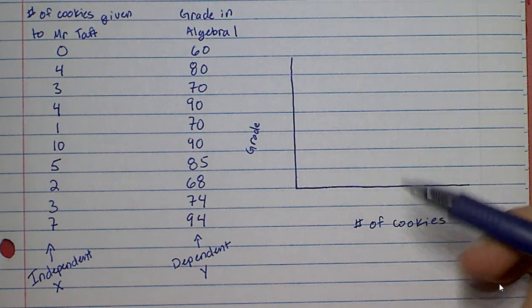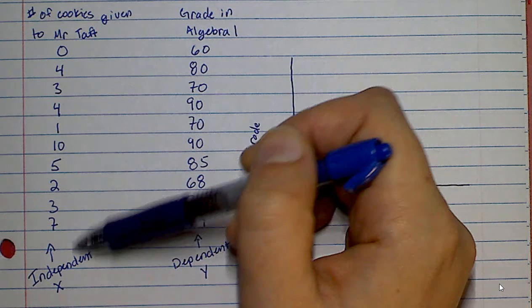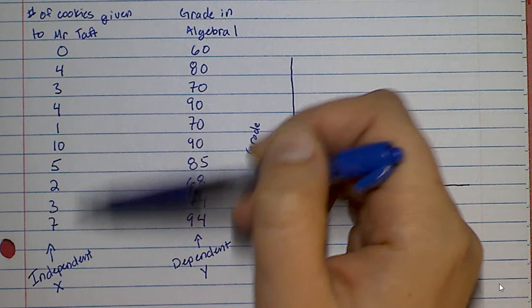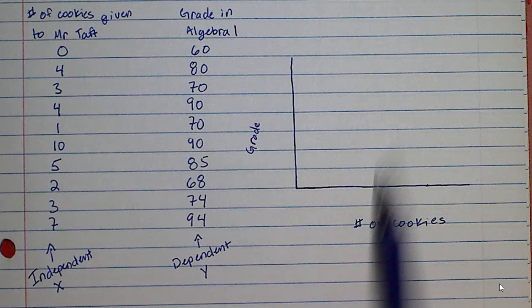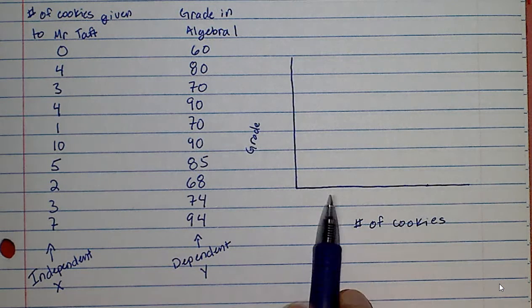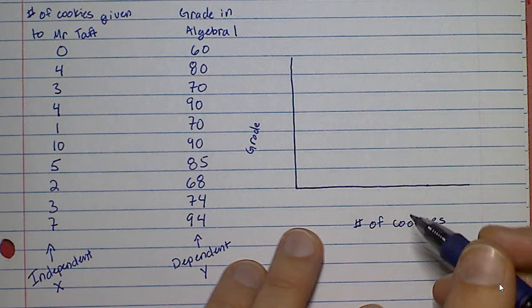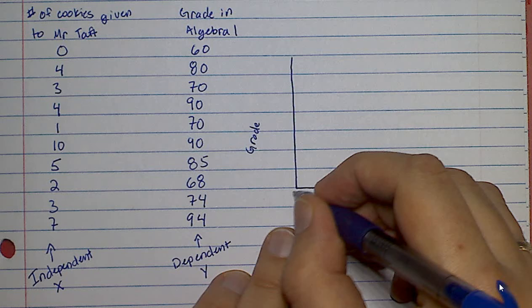Okay, so our independent variable, what's the lowest independent variable we have? 0. What's the highest? 10. So we have to be able to go from 0 to 10. So what do we want to count by, do you think? 2. We can count by 2s or we can count by 1s, honestly. I'm going to count by probably 1s. You could count by 2s on your own if you wanted to.